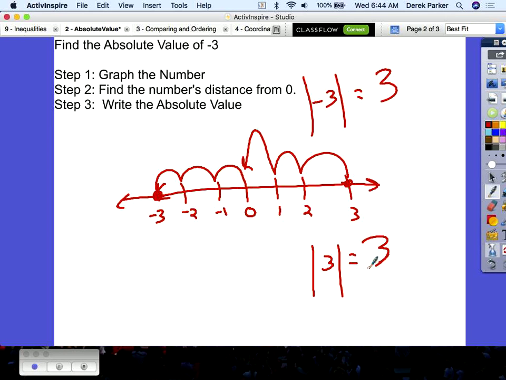As you can tell, 3 and -3 are opposites of one another. They have the same absolute value. They are the same distance from 0 as their opposite.